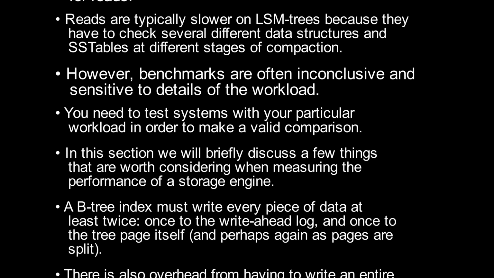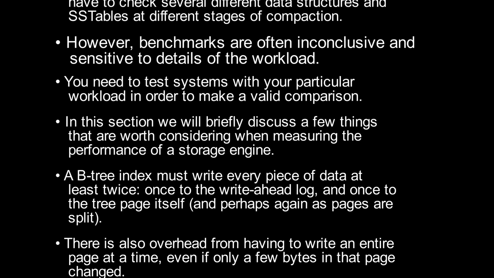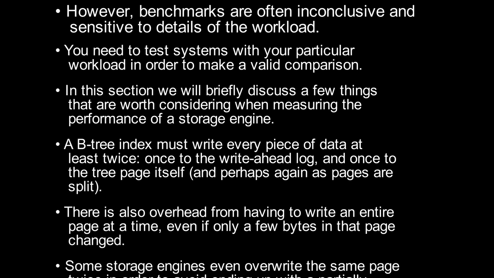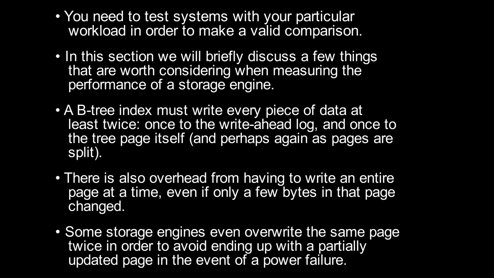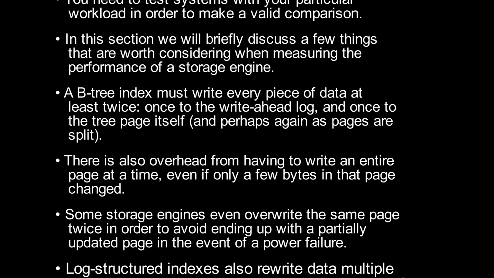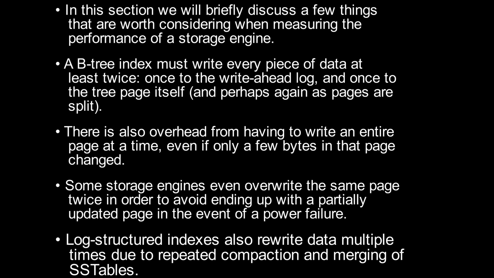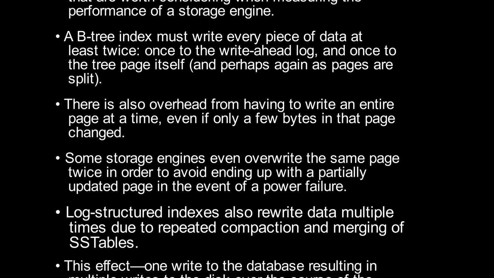storage engine. A B-Tree index must write every piece of data at least twice, once to the write-ahead log, and once to the tree page itself, and perhaps again as pages are split. There is also overhead from having to write an entire page at a time, even if only a few bytes in that page changed. Some storage engines even overwrite the same page twice in order to avoid ending up with a partially updated page in the event of a power failure.